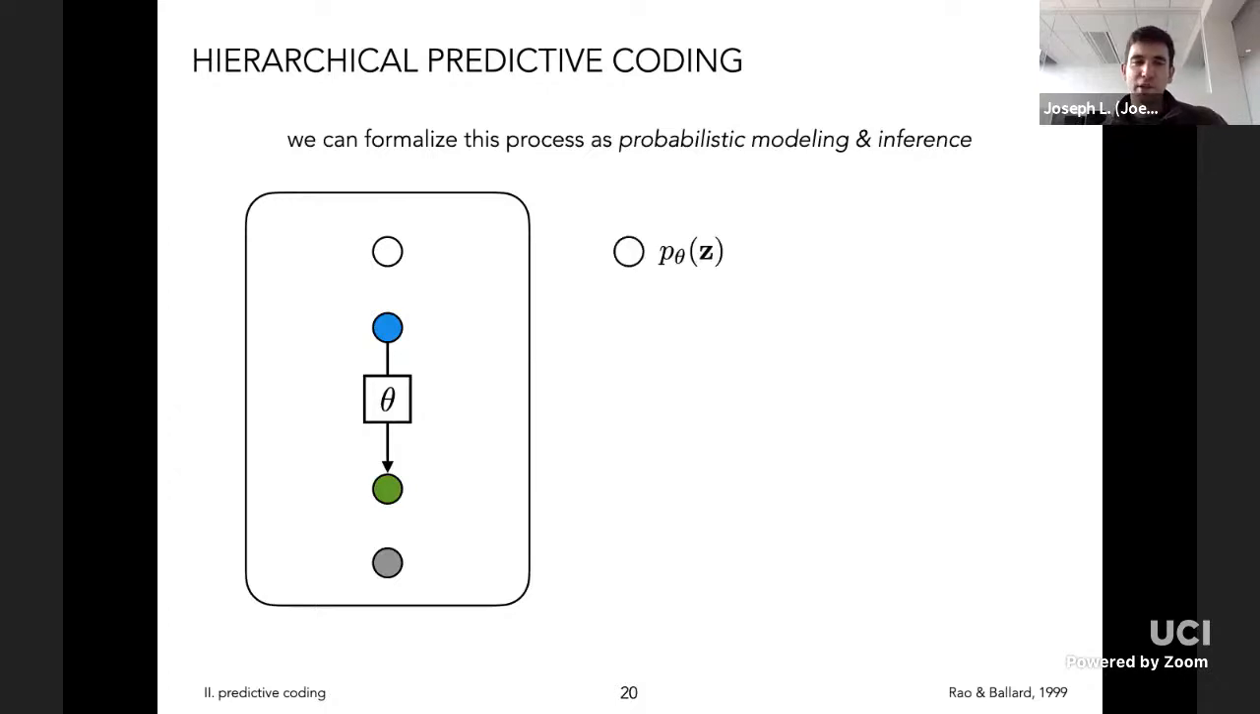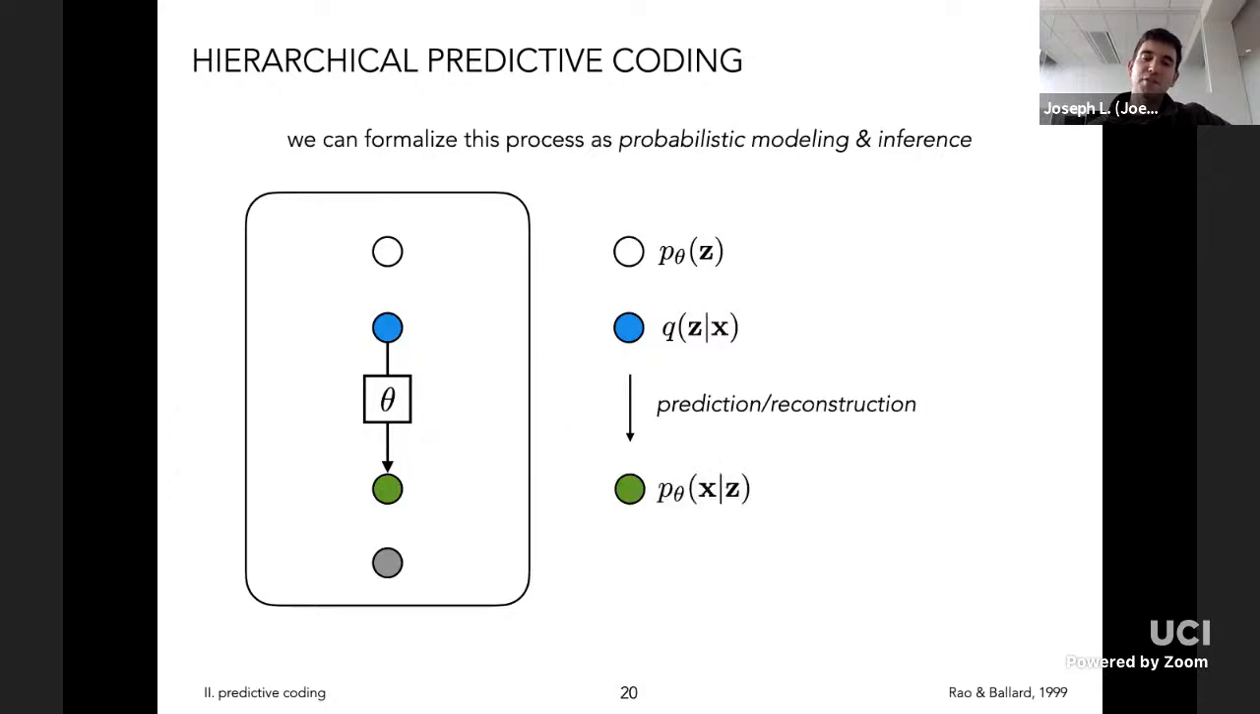So the idea is that that white circle is going to represent a prior. So it's the same prior we had before. And now this blue dot here is going to represent our estimate now of the state of the world. We're going to have an updated estimate of the state of the world, z, given our observation x. And then through some model parameters theta, we're going to generate a prediction or reconstruction of our input. And that's going to give us our conditional likelihood, this green dot, p of x given z.